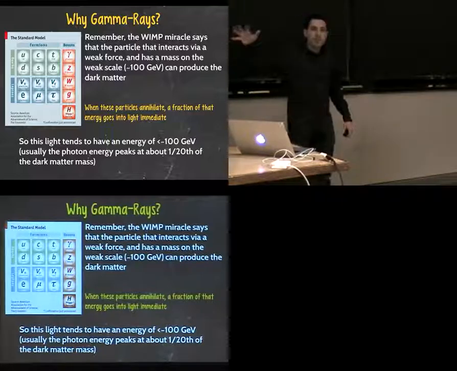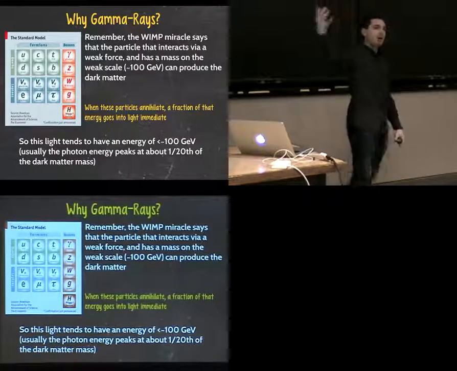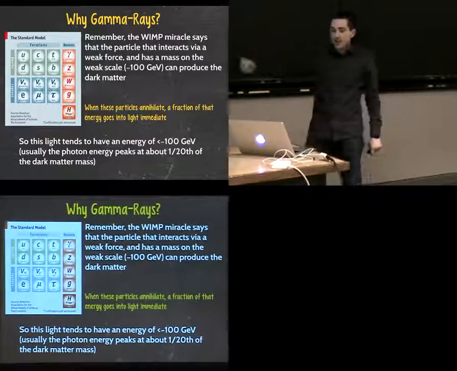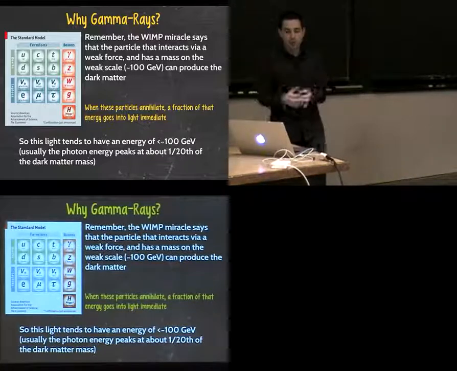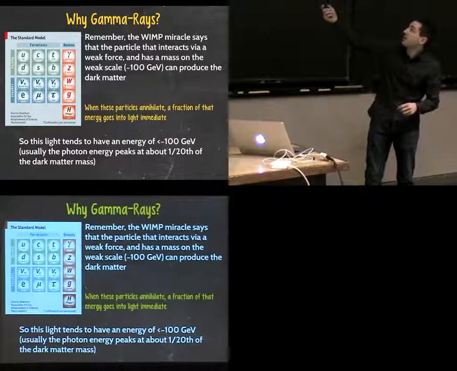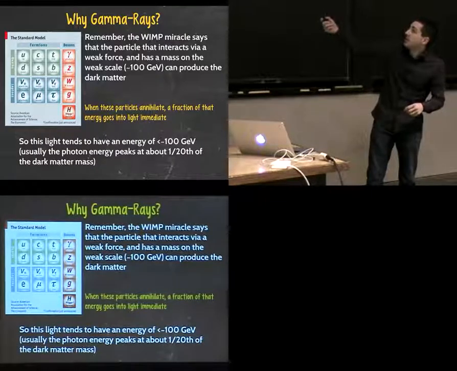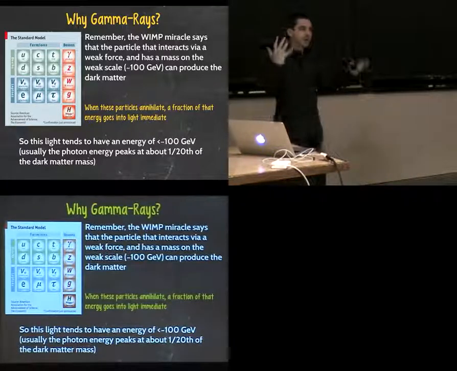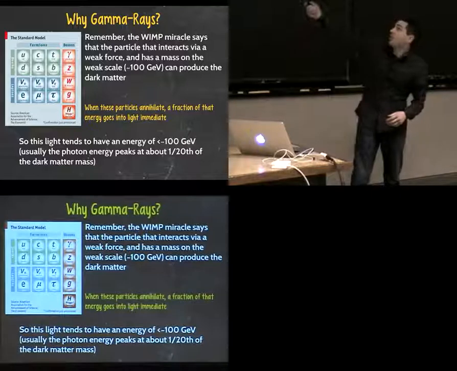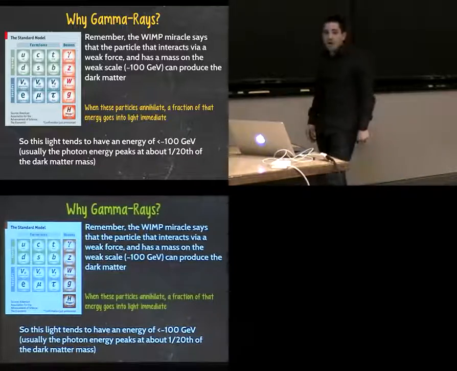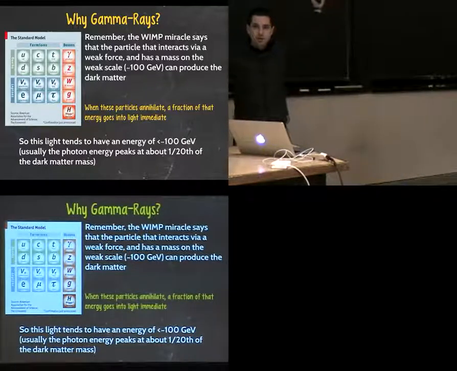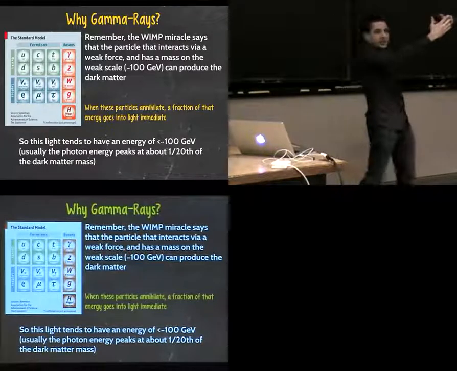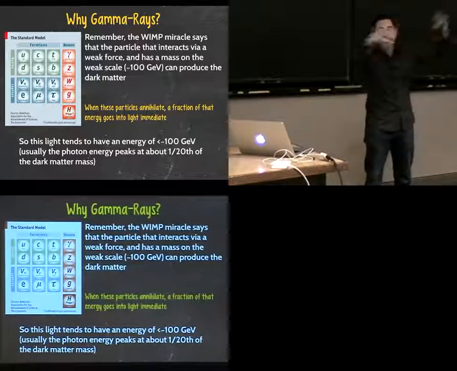Remember that the WIMP miracle said that I got about the right relic density of dark matter out. I got the density that I see today. If the dark matter interacts via this weak interaction force, it interacts via something like W and Z bosons, or maybe via the Higgs. And it has a mass that's about 100 GeV, which is about the same mass as all of these force-carrying particles. Well, if that's true, when it annihilates, I have about 100 GeV particles coming and annihilating. And I have about 200 GeV of free energy that can now take any form it wants.